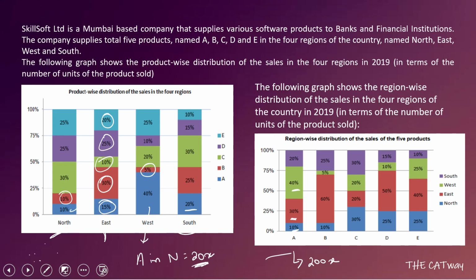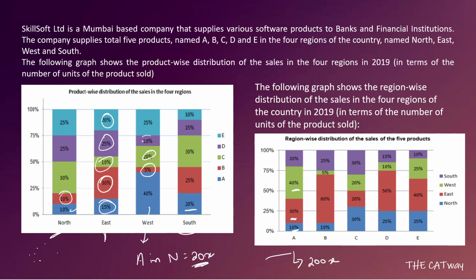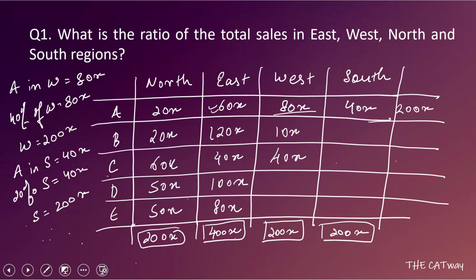Then let's come to C. 20% is sold by C. So out of 200x, 20%, that is 40x is sold by C. Talking about D, 10% is sold by D, that is 20x. Okay, and the remaining, 80, 40, 120, 120 and 30, 150, 50x is sold by E. Okay, that is product E.